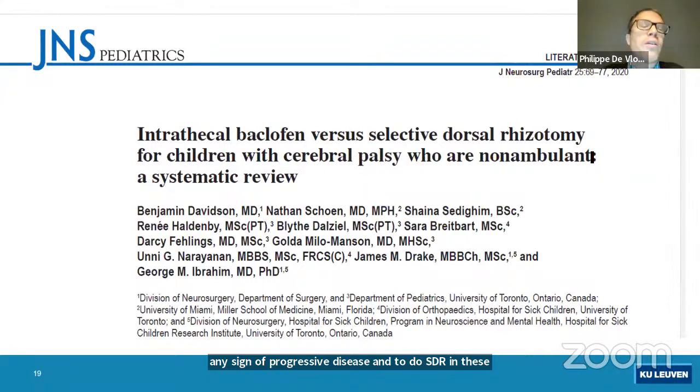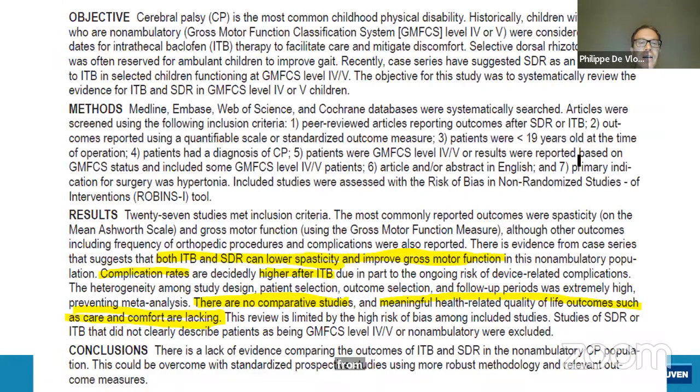I've only shown a few papers from Nottingham and from Amsterdam, but there have been some reports on this subject, and these were nicely summarized in a systematic review from Toronto, where they were able to say that from the literature, both ITB and SDR can lower spasticity and improve gross motor function in these non-ambulatory children with CP. Obviously, complication rates were higher after ITB.